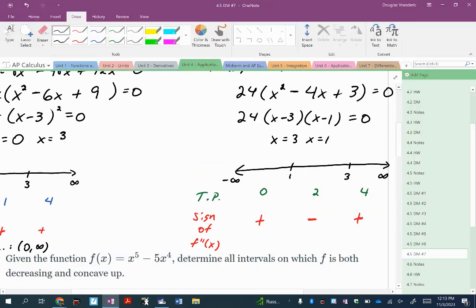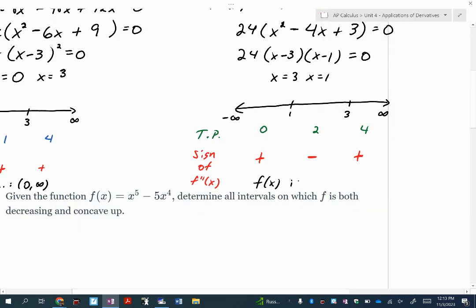So f of x is concave down on the interval 1 to 3. Right, because the negative here goes with this interval between 1 and 3.